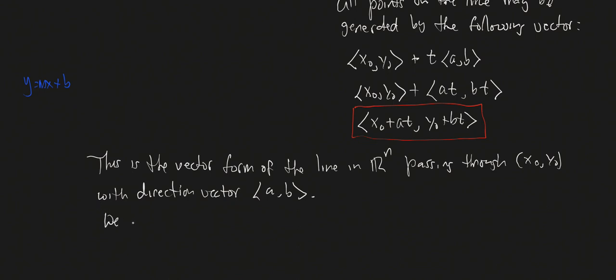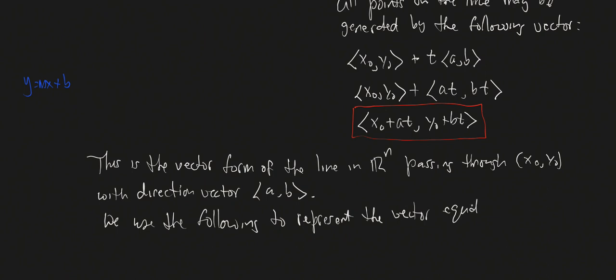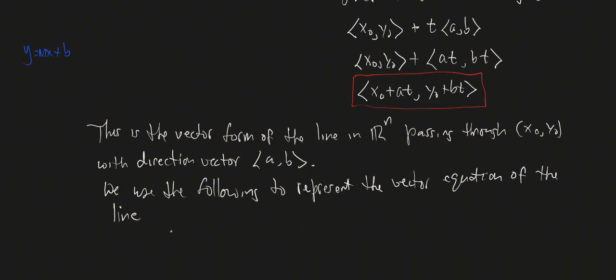So we use the following to represent the vector equation of the line, right? I can't call this an equation because there's no equal sign; I'm not equating anything, right? So the vector equation of the line is, we use the letter R. So this is a vector. We put an R with an arrow on top there, and then what we have is, let me write the vector form.